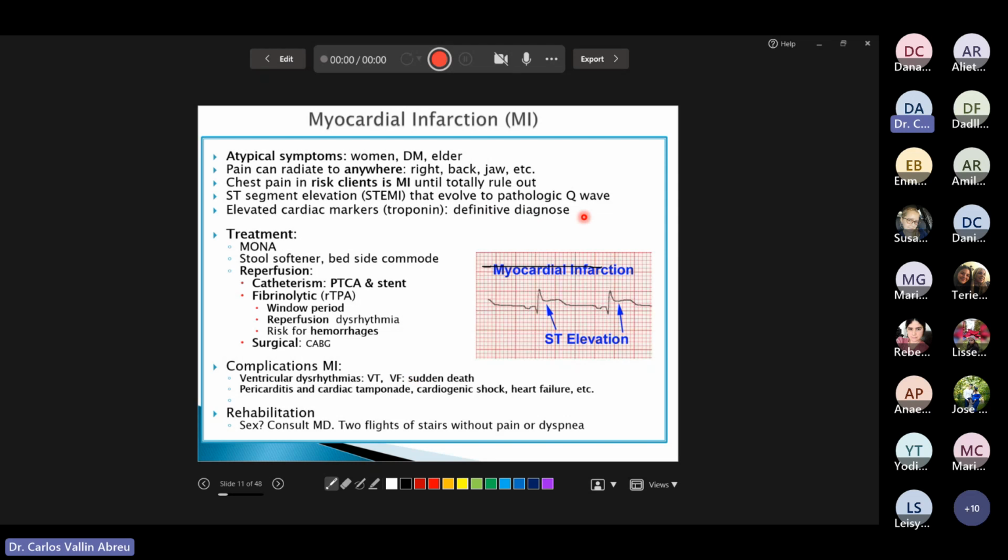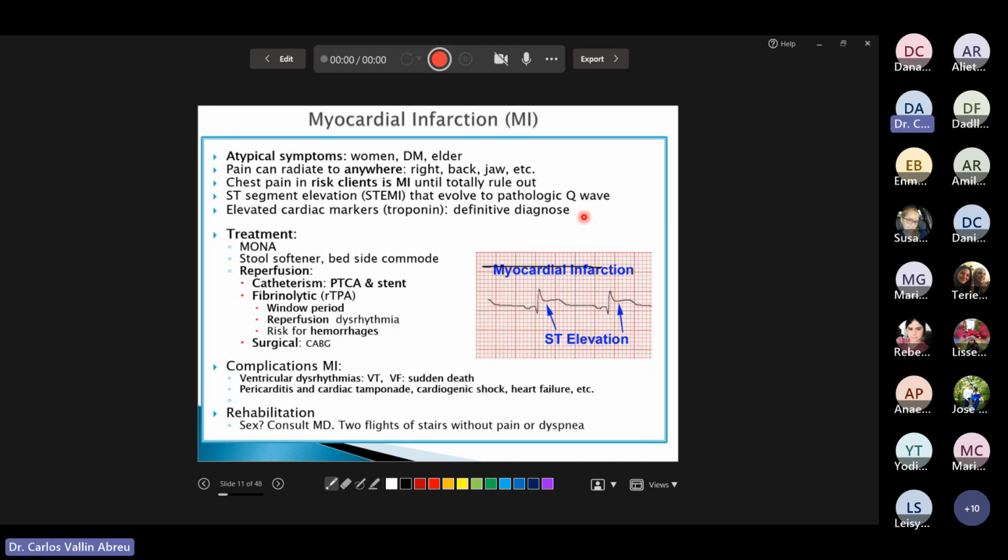Troponin is the definitive diagnosis of myocardial infarction. The problem with troponin is that it takes time to elevate, and you cannot have an immediate diagnosis of myocardial infarction with the troponin because it can take 1, 2, 3, 4, 5 hours to elevate. That's why doctors order to repeat the troponin more than once to observe the tendency to the elevation of the troponin.